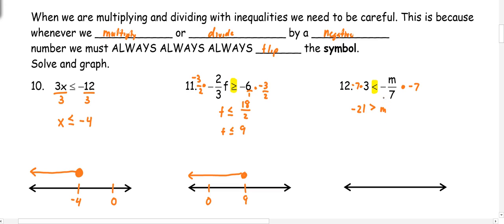Now remember, I can't graph until my variable is first. So this time, this problem is going to be a double flip where we're going to flip the m and the 21 and change the direction of the sign again. So we have m is less than negative 21. So on the number line, I'm going to put negative 21. I'm going to put 0 somewhere to the right of it. Above negative 21, it gets an open circle because it's just a less than, and we're going to shade to the left.